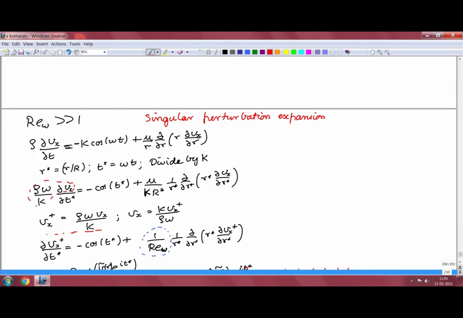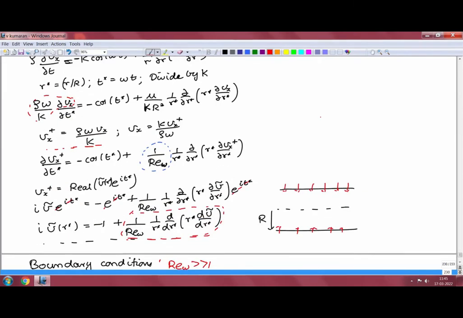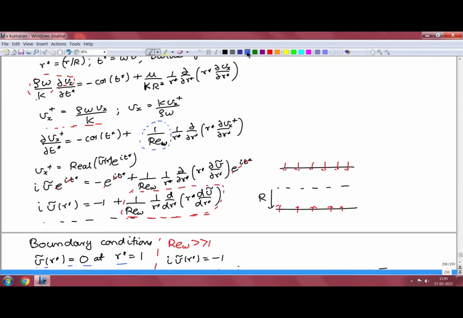The reason is because the original equation had a small parameter. The small parameter was 1 over Re omega. The solution that you get by solving the complete equation in the limit as the small parameter goes to 0, which is a constant, is not the same as the solution you get by setting that small parameter equal to 0 in the original equation.